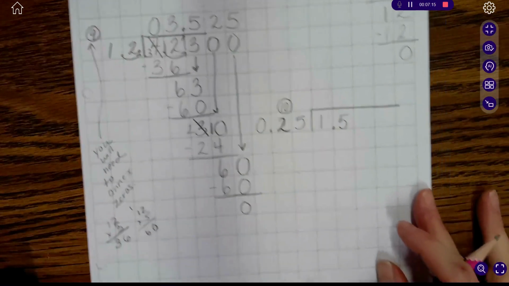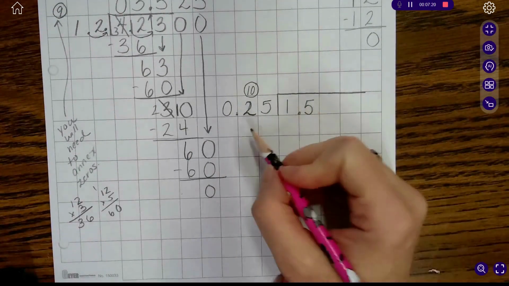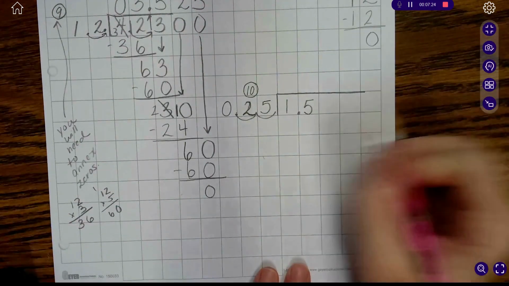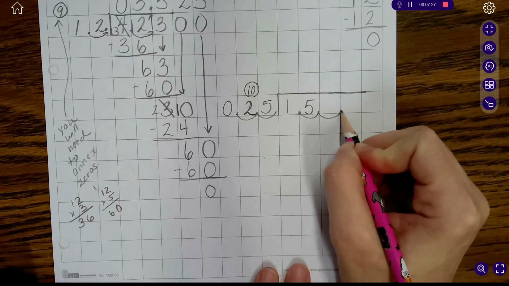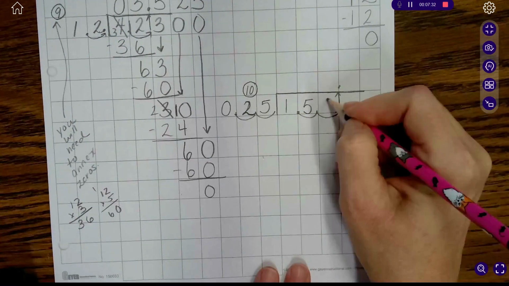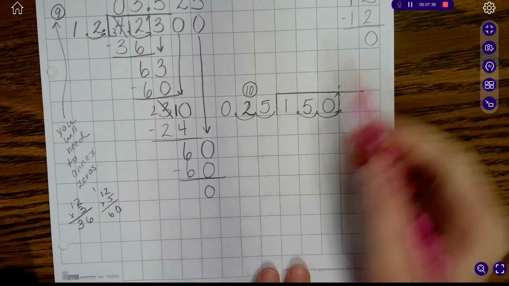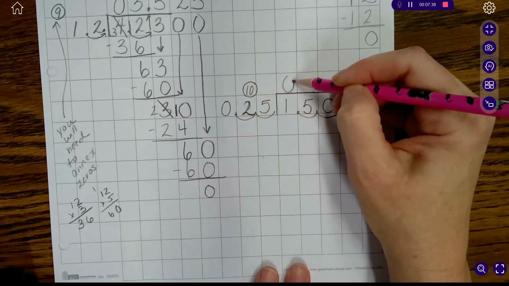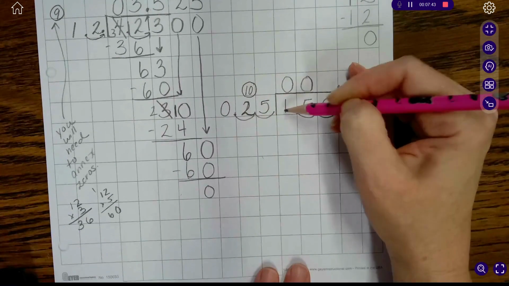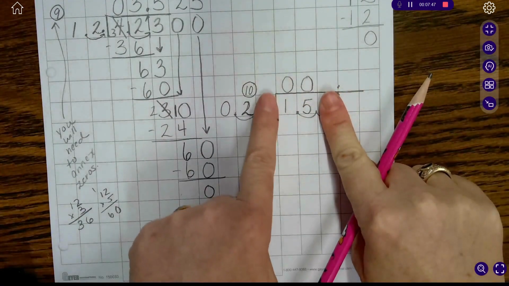All right, last problem, problem number 10. We have 25/100ths dividing 1 1/2. So we're going to bring the decimal over twice to make this a whole number, and twice to match. We'll bring it up. Now when I bring this over twice, I need to add a 0 as a placeholder. 25 cannot divide 1. It cannot divide 15. It can divide 150.